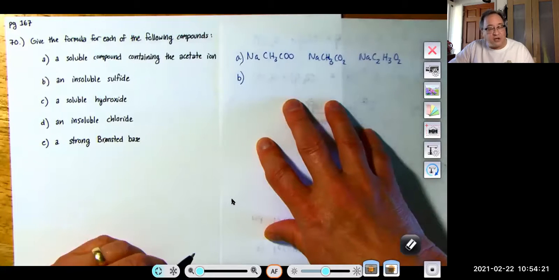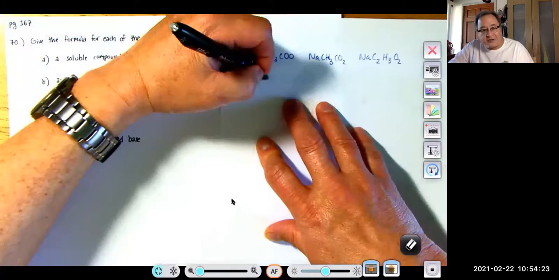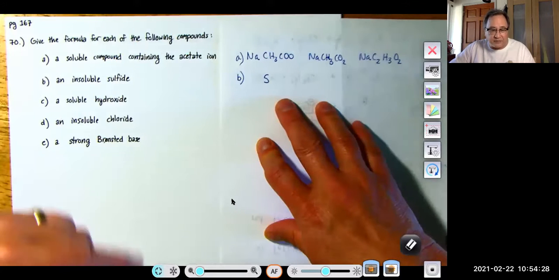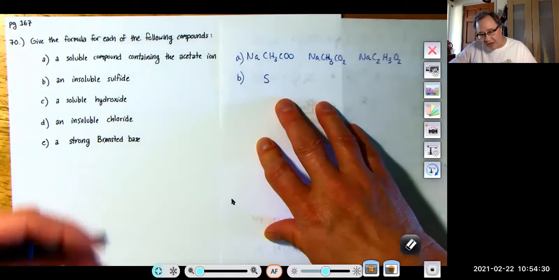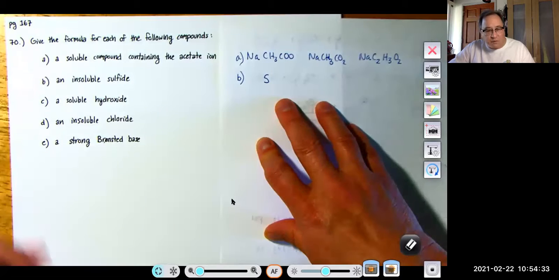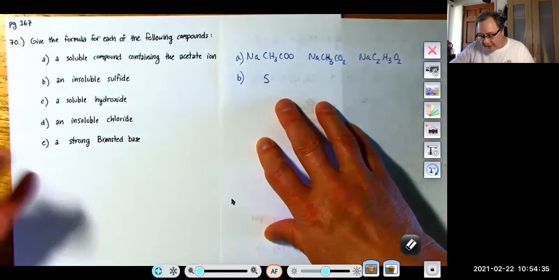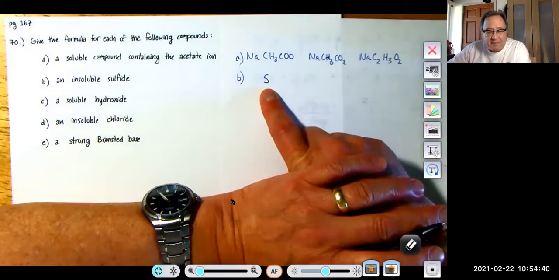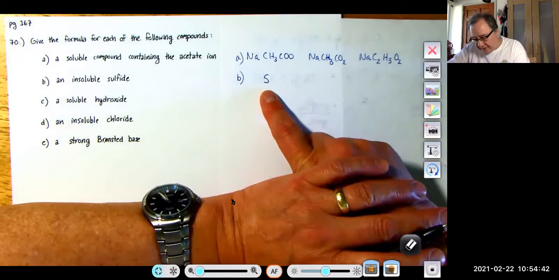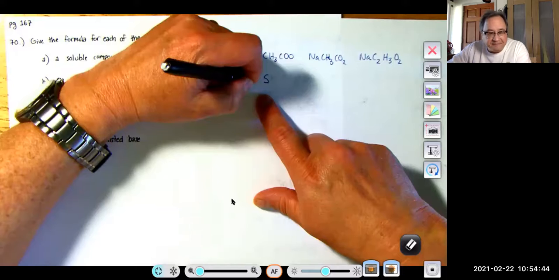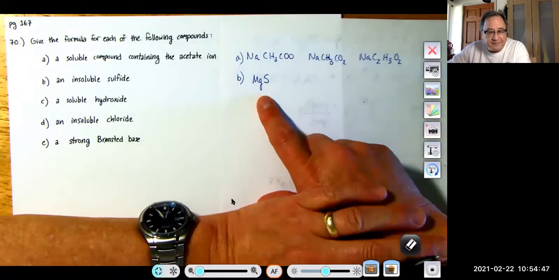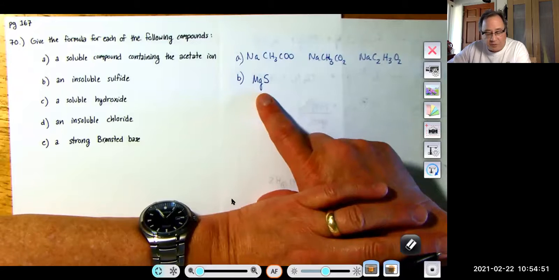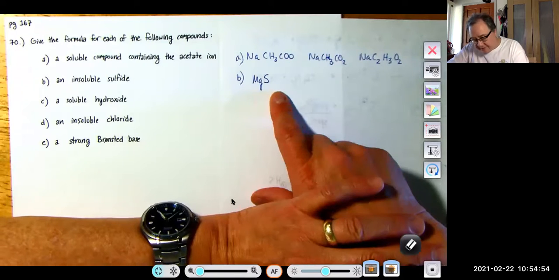B, an insoluble sulfide. So sulfides are generally not soluble unless you combine them with like sodium sulfide, potassium sulfide, or ammonium sulfide. So don't put them with those. Put them with something else. Now, since this has a -2 charge, I'd like to put it with something that has a +2 charge. So I'm thinking magnesium. Any questions there on that one? You can put a whole lot of different things there.